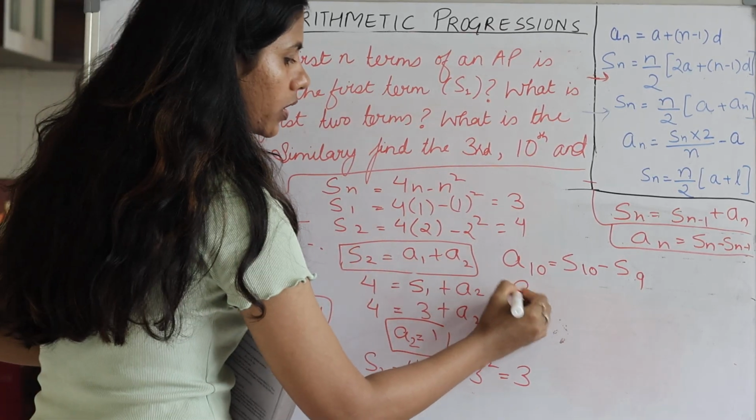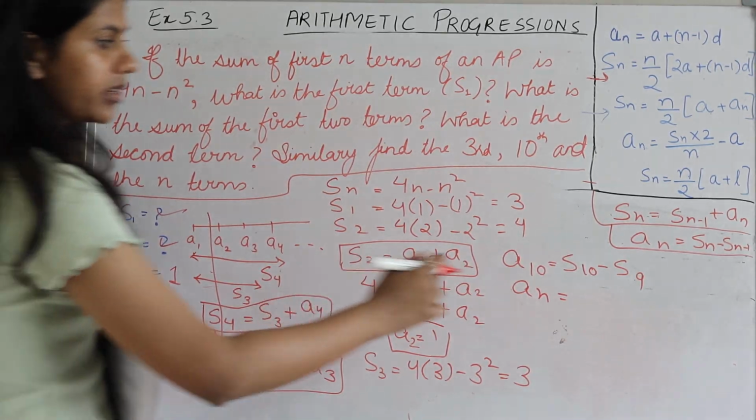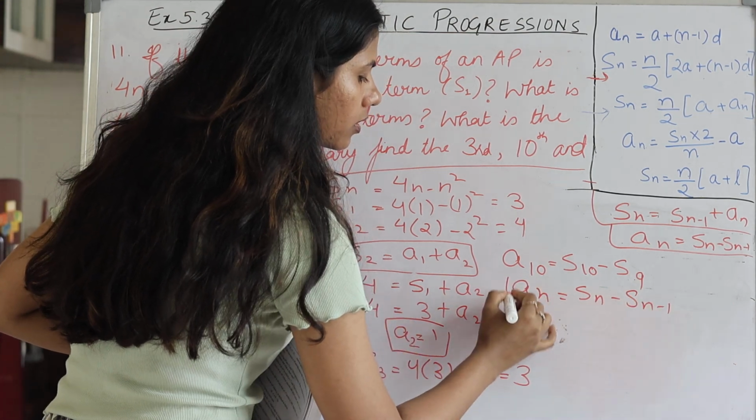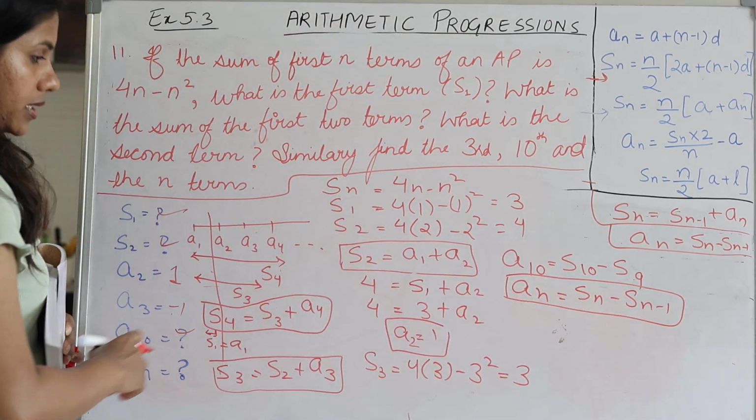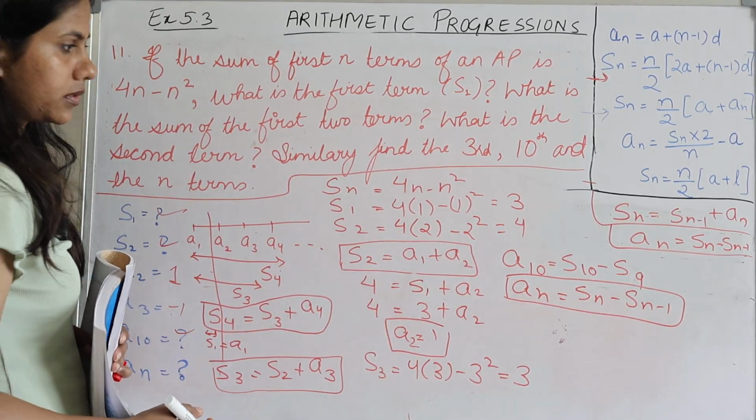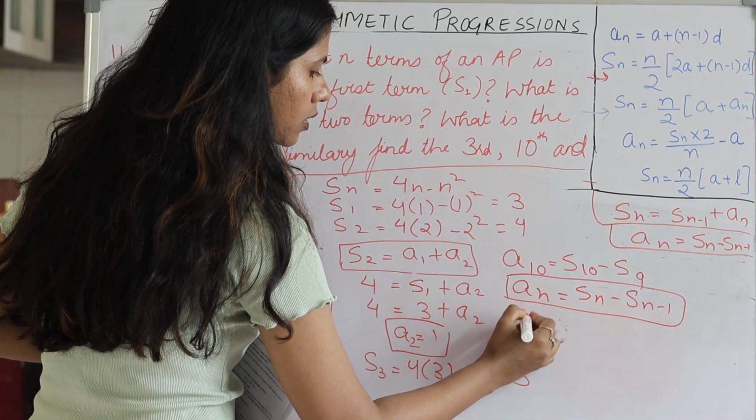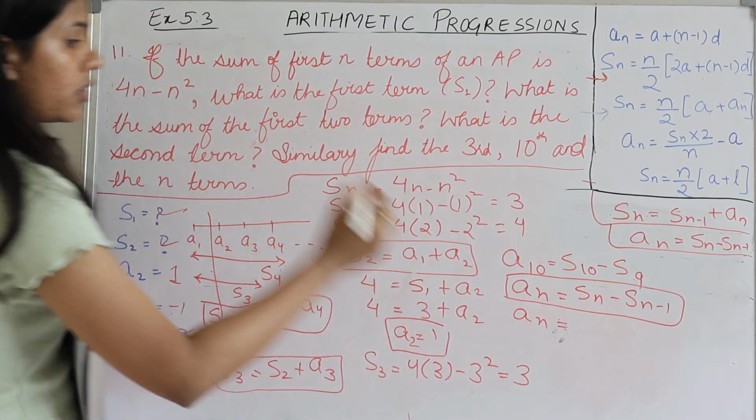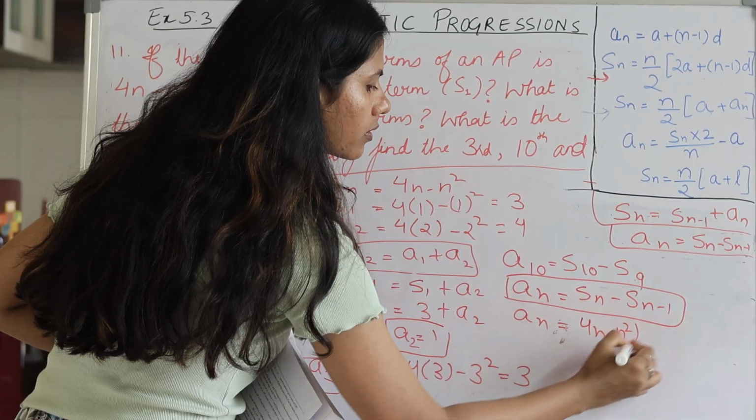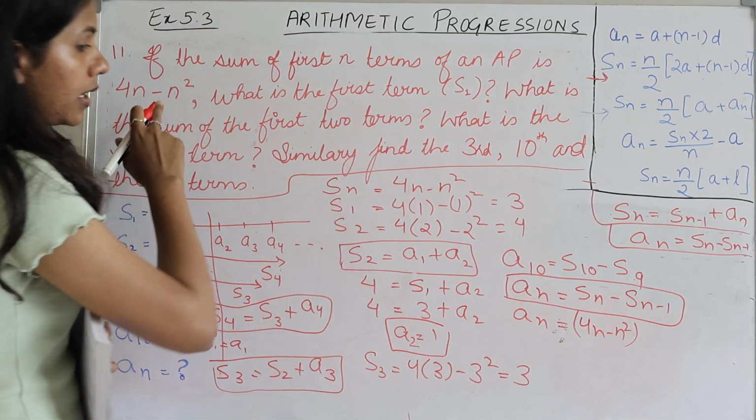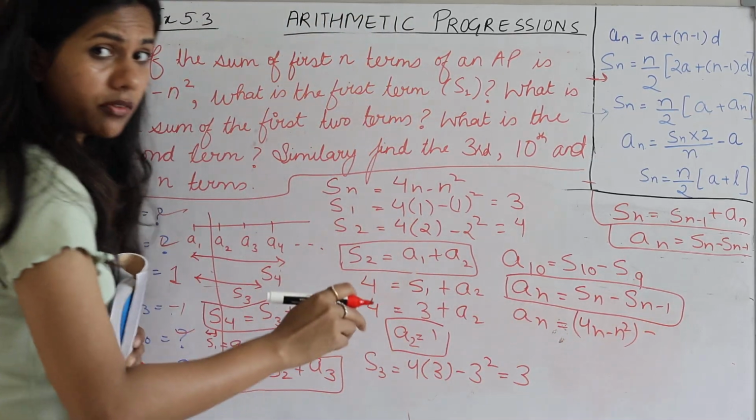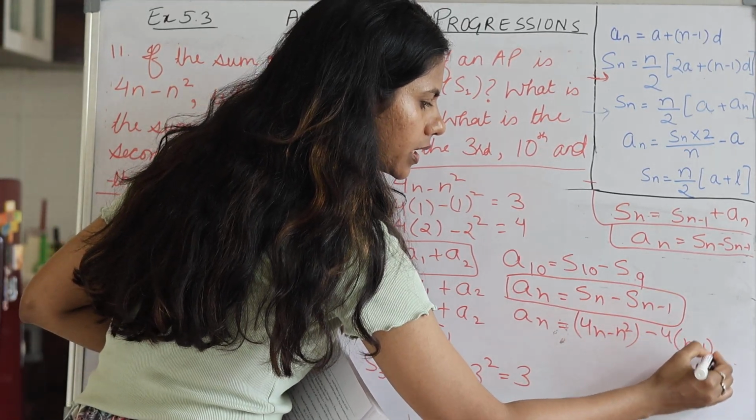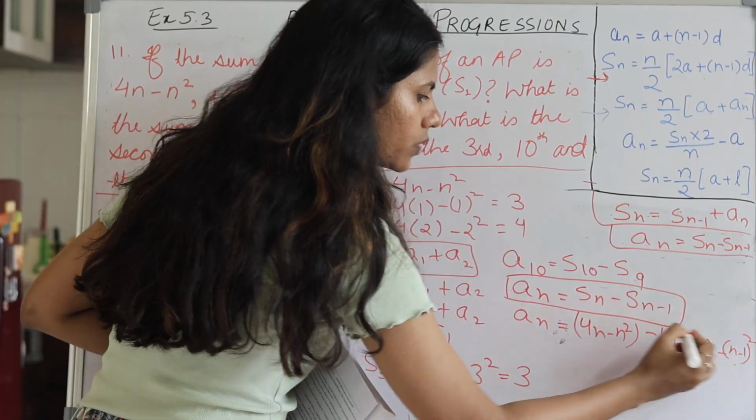Now An. So what can we say about An? In general, An will be Sn minus Sn minus 1. So the nth term is Sn minus Sn minus 1. If you want, you can expand it more. What is Sn? As we saw, 4n minus n square. Now Sn minus 1 will be, you just have to place n minus 1 in place of n. Same, 4 times n minus 1 minus n minus 1 square.